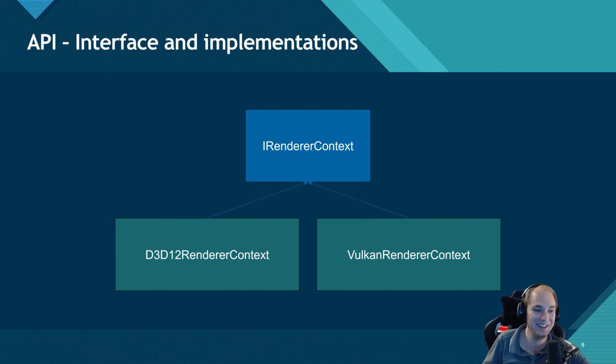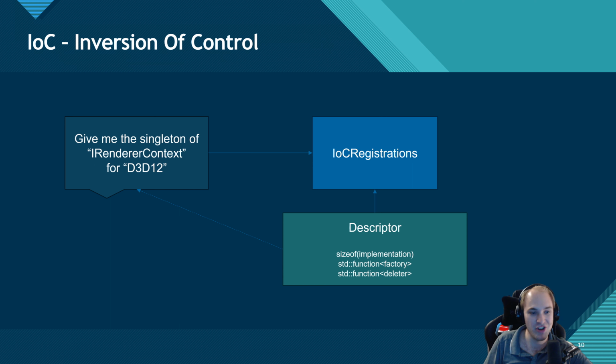Speaking about wiring the implementations to the interfaces, inversion of control, right? We have a so-called IoC registrations container. The IoC registrations container is basically going to be a list or an STD unordered map, however we're going to implement that. It's just a container that contains multiple descriptors, right? The descriptor might contain the size of the actual implementation and an STD function to a factory and a deleter. We have a factory function and we have a deleter function. The factory function calls the constructor, makes sure it's on the correct memory, everything is initialized. The deleter makes sure the destructor is called, right?